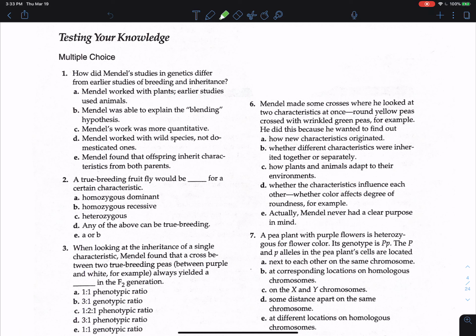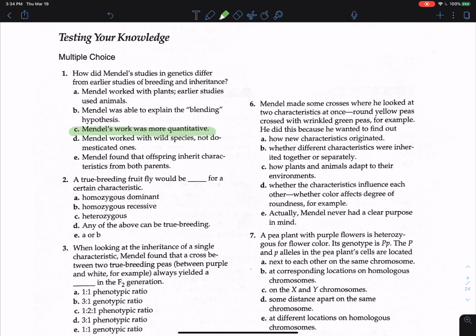First one. How did Mendel's studies in genetics differ from earlier studies of breeding and inheritance? If you recall Gregor Mendel, he's the guy that messed around with the pea plants. And the way his studies were different is C. His work was more quantitative, as in it was more measurable. Before Mendel it really wasn't easy to measure all of those things, but he did it in such a way that it was more quantitative.